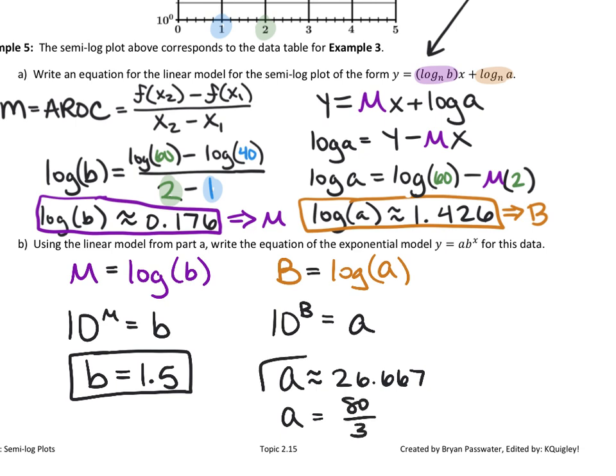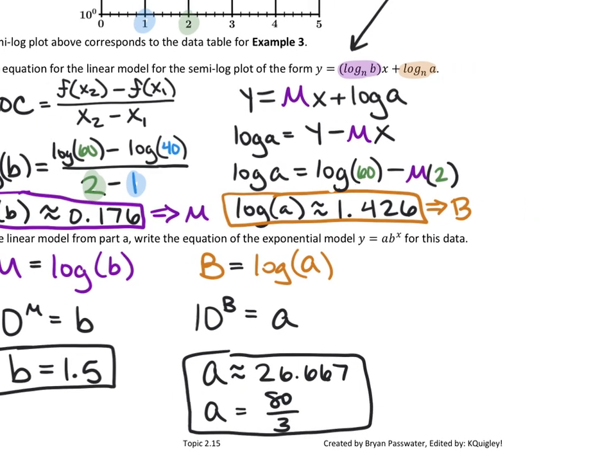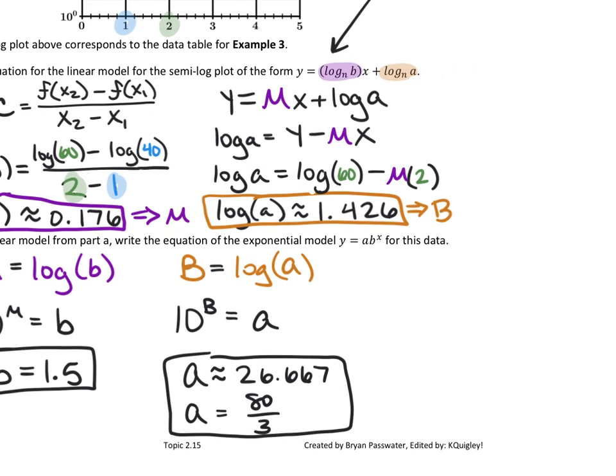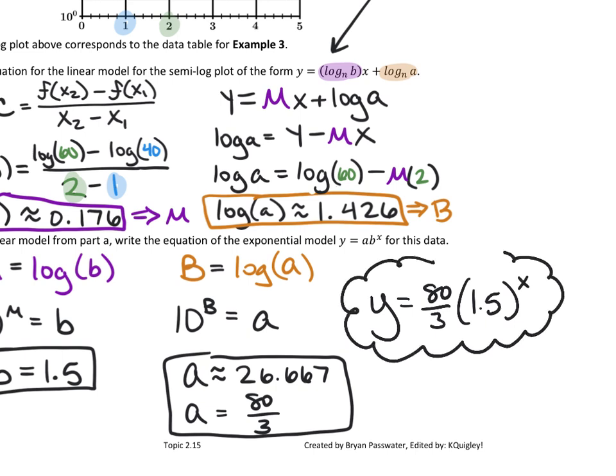I don't even need the squiggly line equations anymore when I have that fraction because it doesn't lose any specificity. If I answered with 26.667, I would have had to use the squiggly lines because that's a decimal approximation. So if we're actually writing the equation here, we have y equal to 80 divided by 3 multiplied by 1.5 raised to the x power. You just put A where A goes and B where B goes.